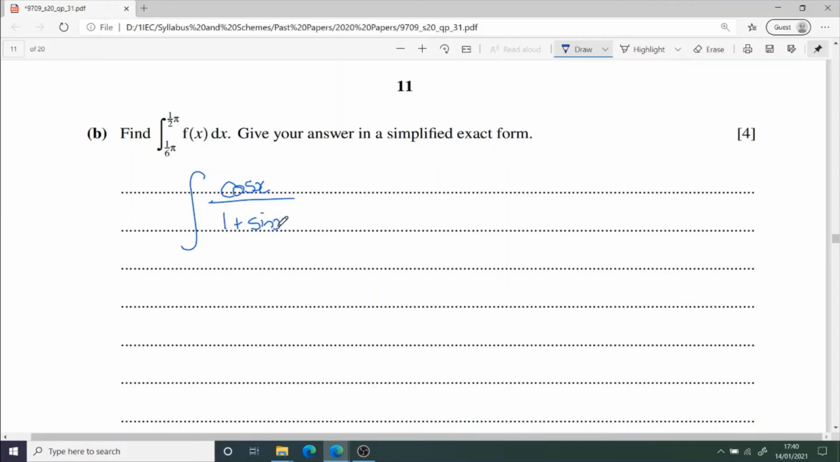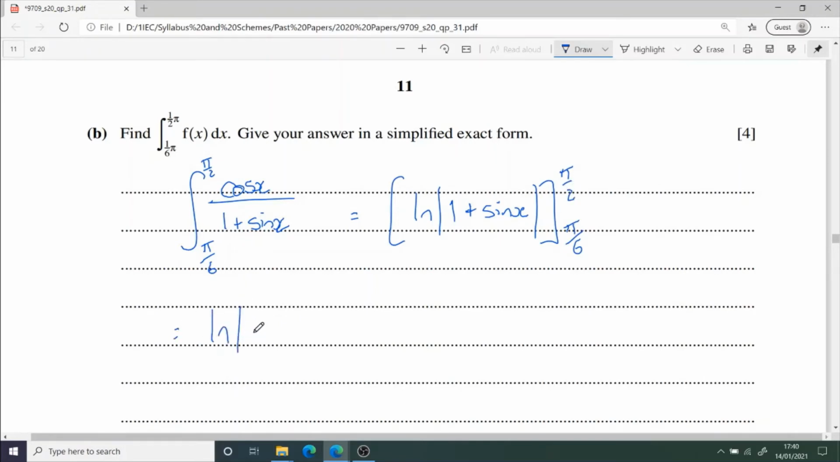And we're integrating that between pi by 6 and pi by 2. This is one of the form where when we differentiate the bottom we get the top, because when we differentiate 1 plus sine x we get cos x. So this, very simply, when we integrate it, is ln of 1 plus sine x between pi by 6 and pi by 2.